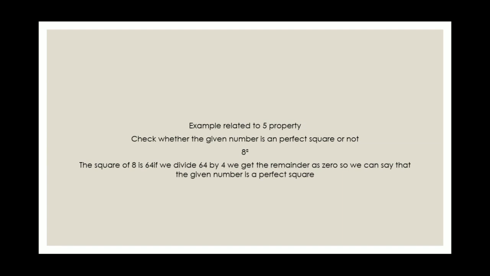Example related to the fifth property. Check whether the given number is a perfect square or not. The number given is 8 square. The square of 8 is 64. If we divide 64 by 4, we get remainder as 0. So we can say that the given number is a perfect square.